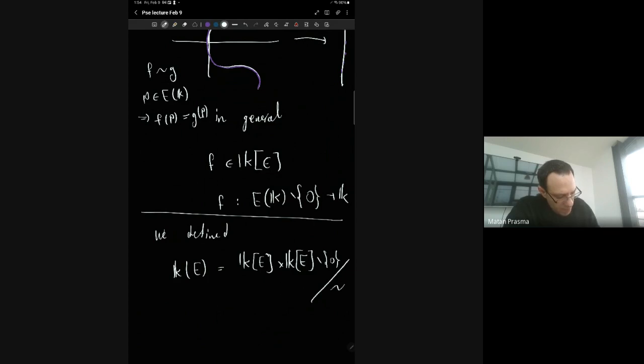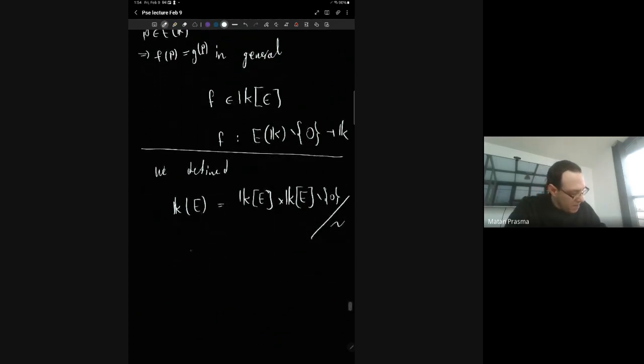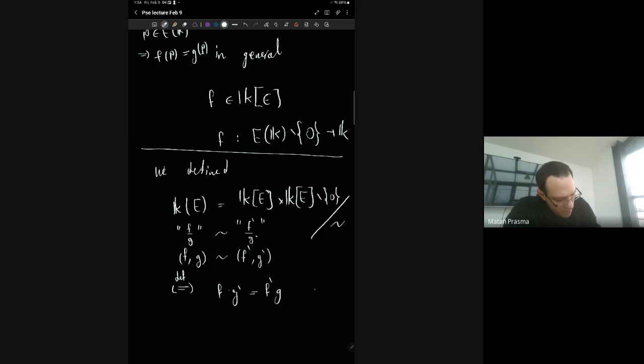And I mod out by an equivalence relation that is defined as, I take a pair, F, G, and I say that it's equivalent to F prime, G prime. This F, G should be viewed as what I want to consider as F modulo G. And this is equivalent to F prime, G prime if and only if, this is a definition, F times G prime is equal to F prime times G, but this equality, again, is in K, in polynomials over E.